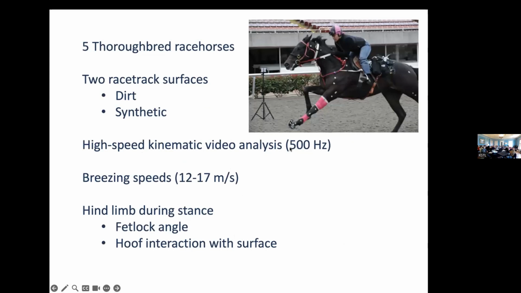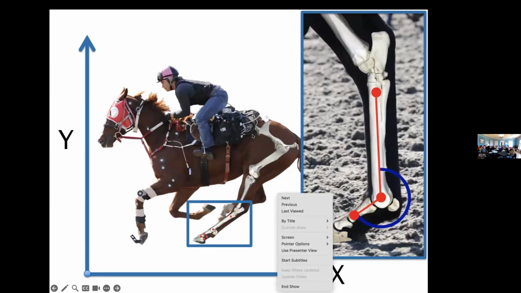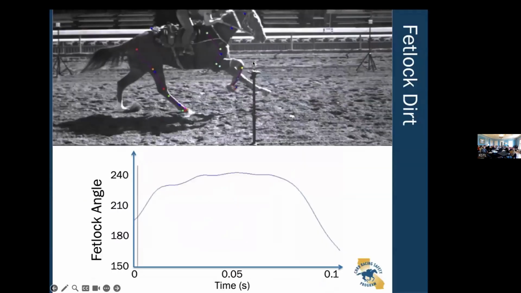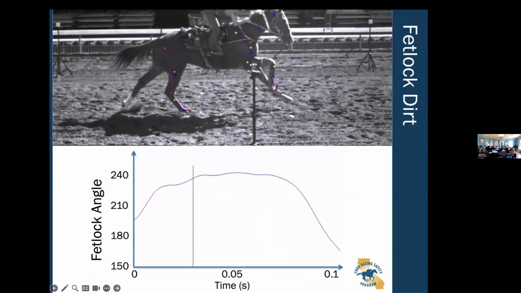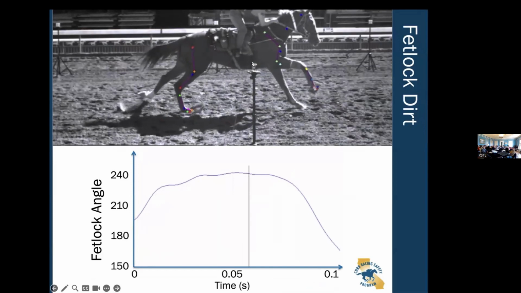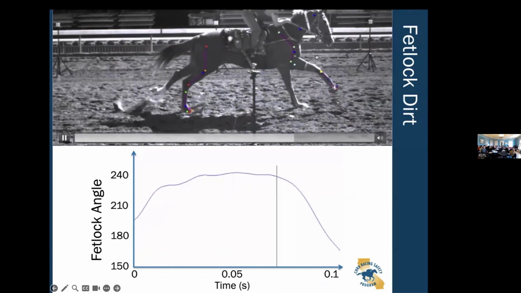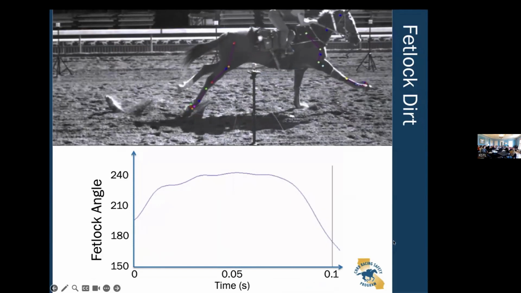So we looked at how that might affect fetlock angle between a dirt surface and a synthetic surface. A lot of people in this room do this probably much better than we do, following kinematic markers. Here we're just looking at the hind limb fetlock, and during the course of the stride, we can track what happens to fetlock angle. And again, I care about fetlock angle because of the propensity for damaging structures in the joint.